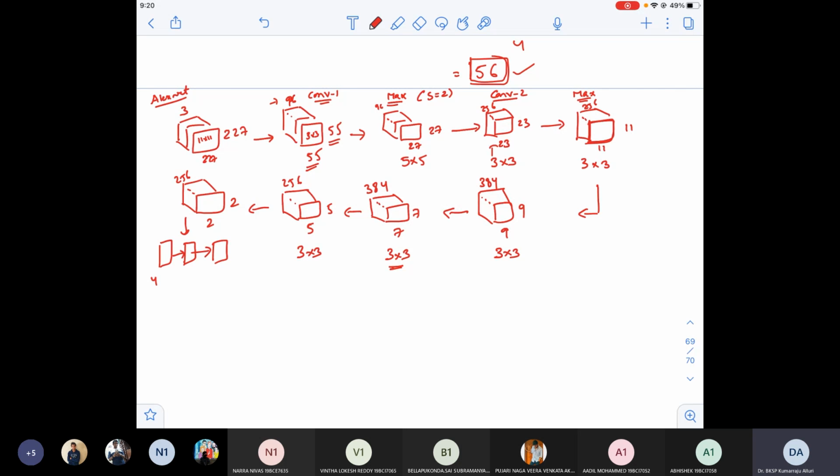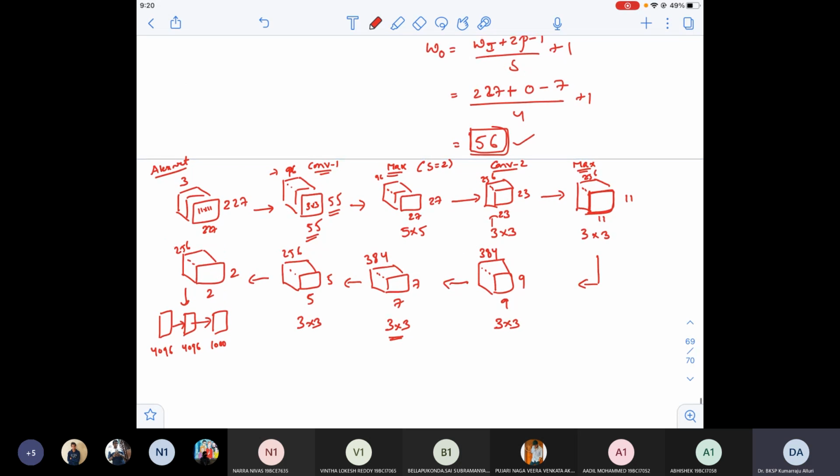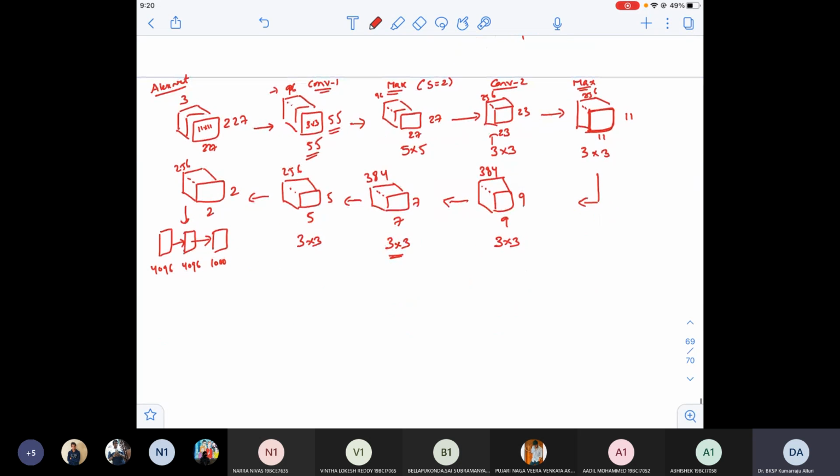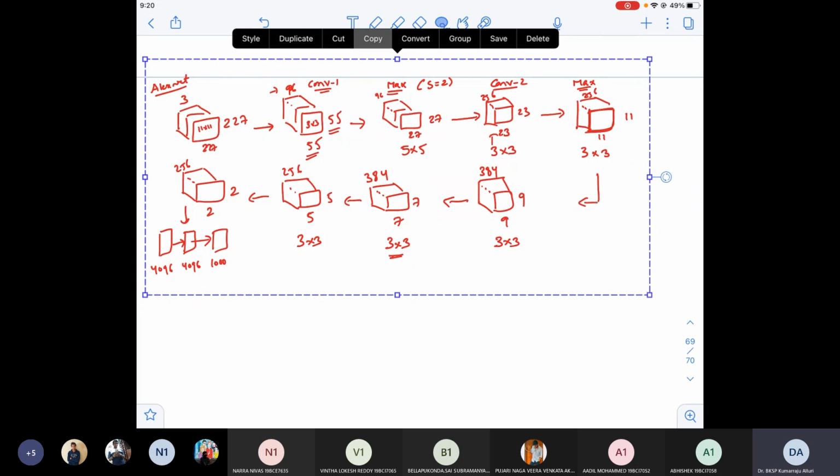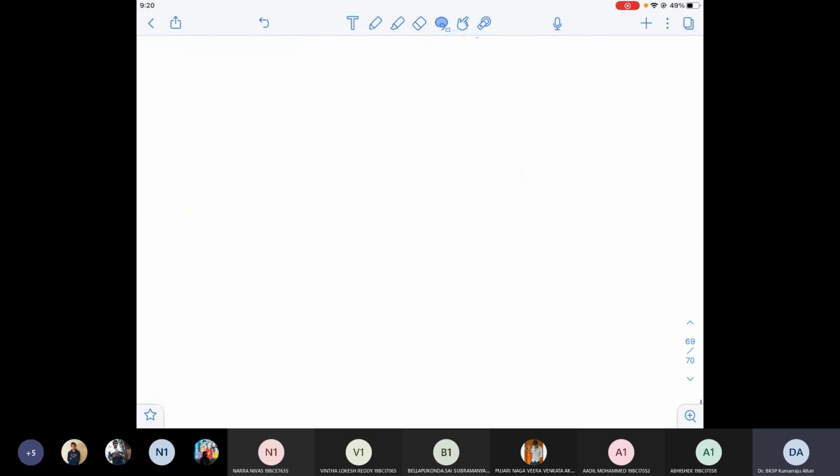Okay, this is 4096, 4096 and 1000 classes. It can be 1000, it can be 10 based upon your task. Okay. Just pasting it somewhere else so that it will be useful later.